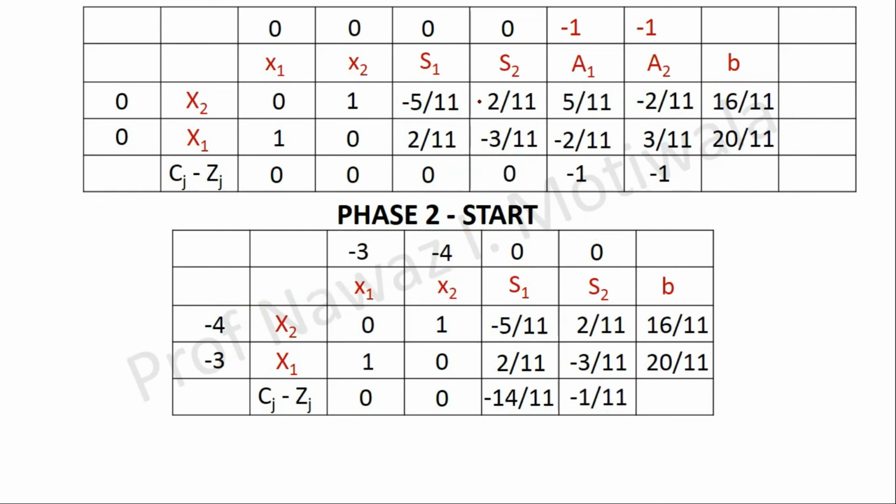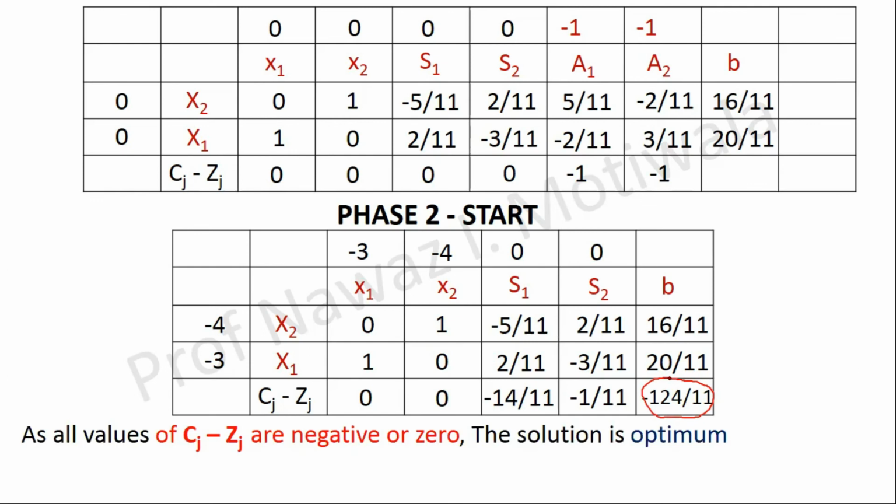Now what is our observation? Our observation is that all the values of Cj minus Zj are either negative or 0. Hence we can say the solution has reached its optimum. And now we can find the optimum value of B here again by the same technique. And we will get the answer as minus 124 by 11. So I will write, as all values of Cj minus Zj are negative or 0, the solution is optimum with a maximum Z equal to minus 124 by 11 at x1 equal to 20 by 11 and x2 equal to 16 by 11.